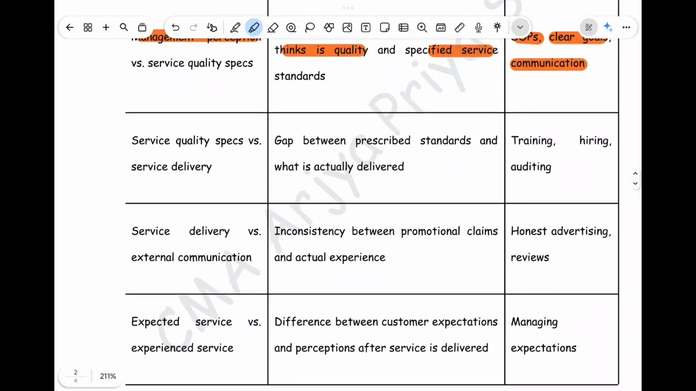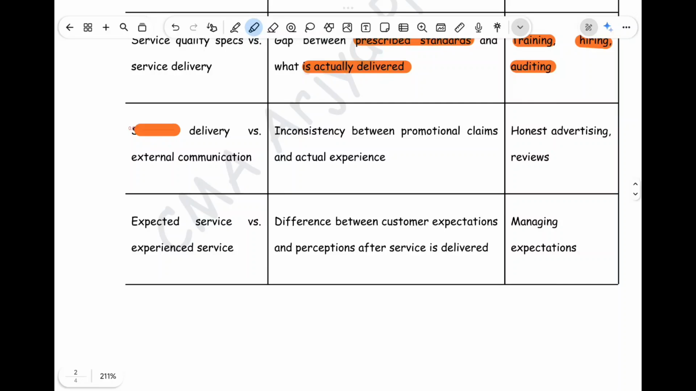Third one is service quality specs versus service delivery. Now we need to look at the gap between the prescribed standards and what is actually delivered. So what is the prescribed standard and what are we actually going to deliver to our customers? We need to identify such a gap as well, with factors like training, hiring, auditing. These are the key focus areas in mitigating such gaps. Next is service delivery versus external communications, the inconsistency between promotional claims and actual experience. So we need to identify such a gap, with focus like honest advertising, reviews, etc.